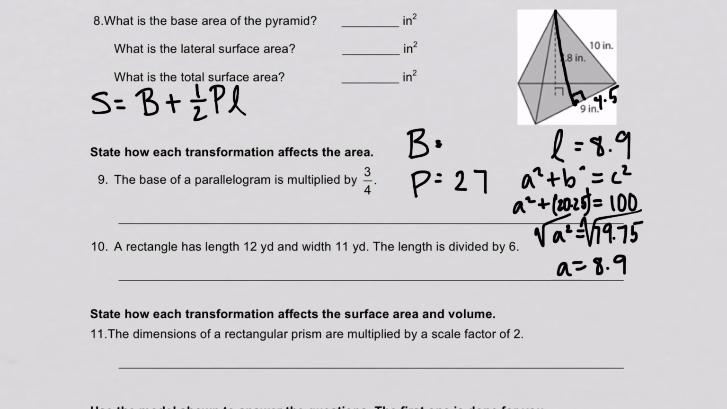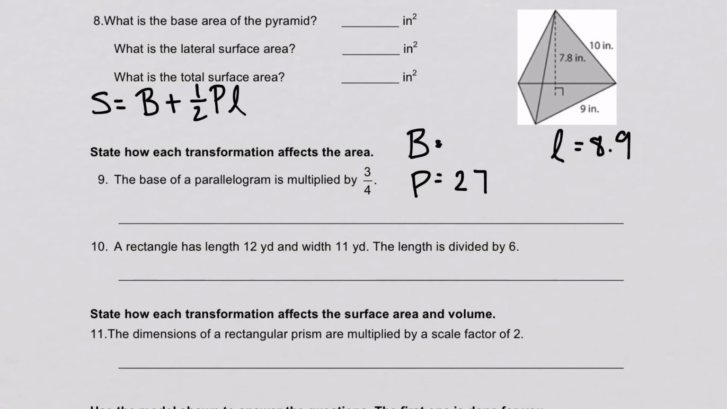Approximately 8.9 inches. All right, now the tough one is the area of the base. To find the area of the base, I'm going to draw an equilateral triangle up here to show you guys a little better. In this equilateral triangle, this side is 9, this side is 9, this side is 9. Actually, better yet, instead of writing 9 here, I'm going to cut it in half and write 4.5 right there.